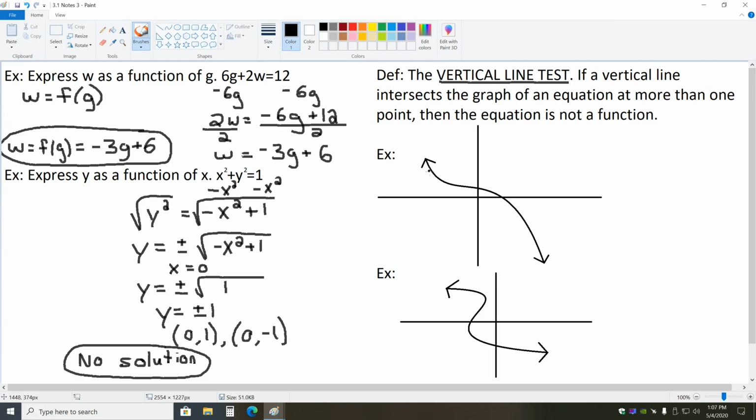So looking at this first graph, take a moment, decide if this is or is not a function. Okay, so looking at it, no matter what vertical line we draw through this graph, it will only ever hit the graph at 1 point. So since they only ever intersect at 1 point, that means this is a function.